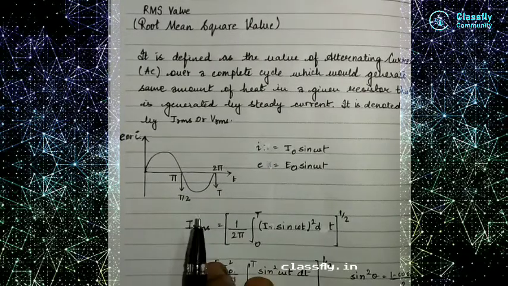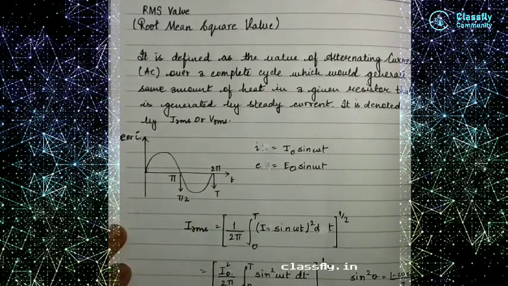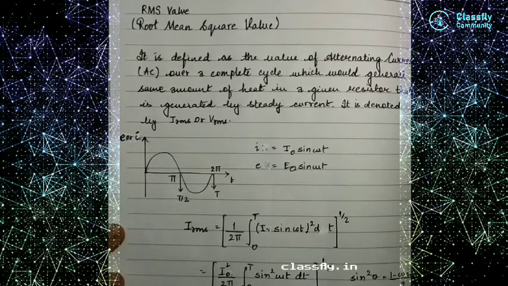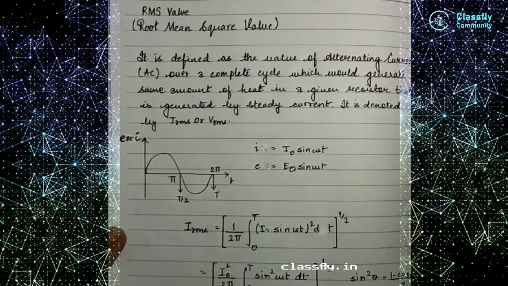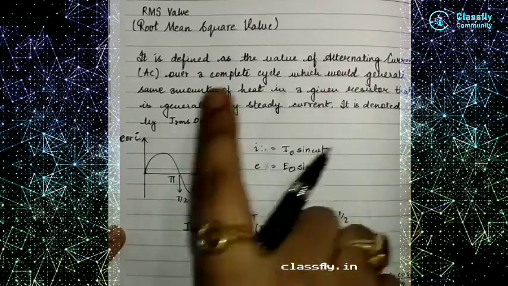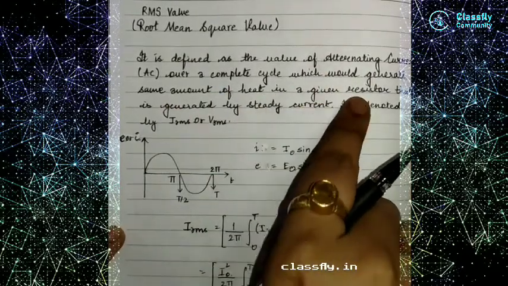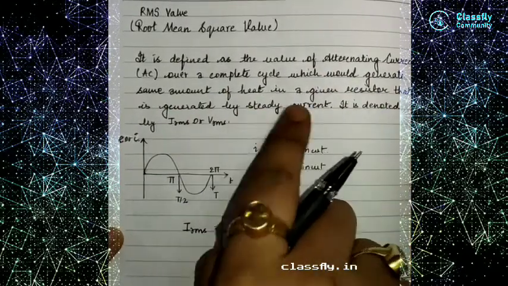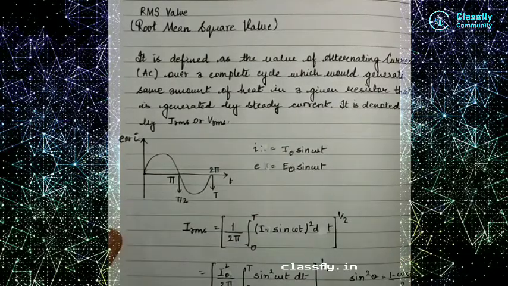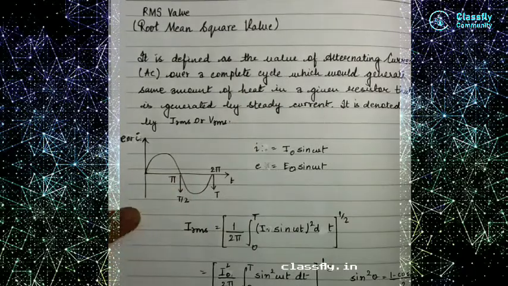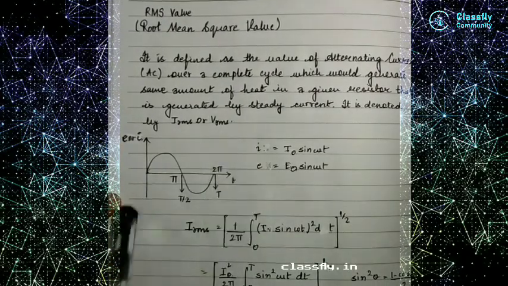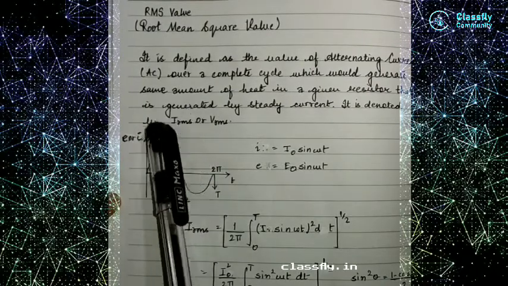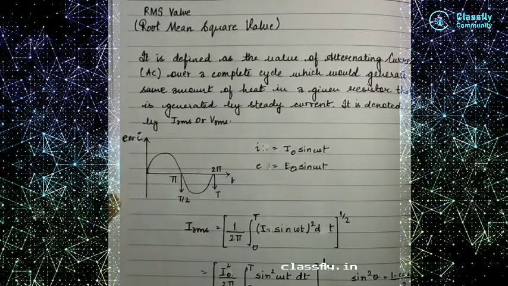Here we will be doing it for the complete cycle. For the mean value we have done both the half cycle as well as the complete cycle. Here it would generate the same amount of heat in a given resistor that is generated by the steady current. Whenever there is a steady current, it will also give us the same amount of heat. It is denoted by IRMS or VRMS, so we can do it for the current and also for the voltage.